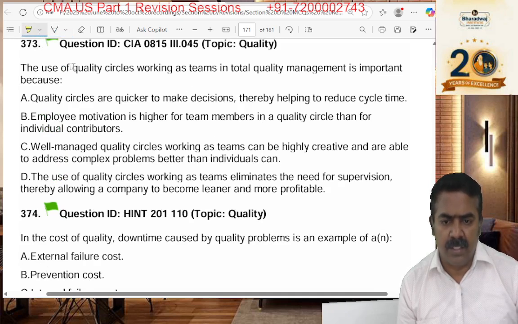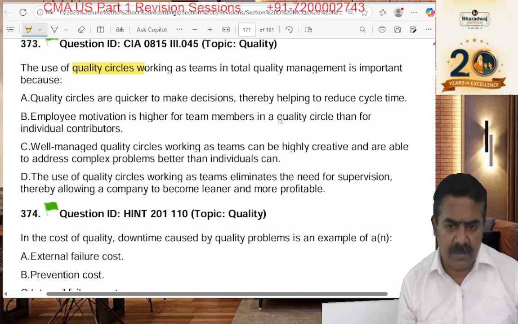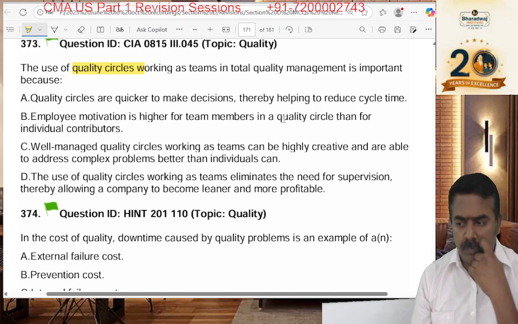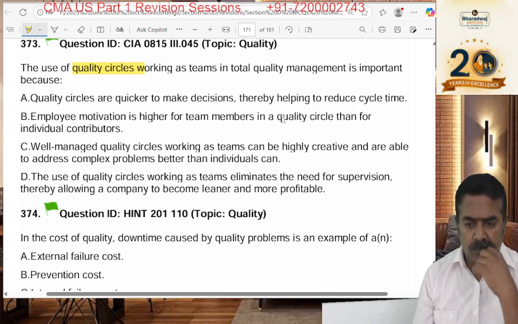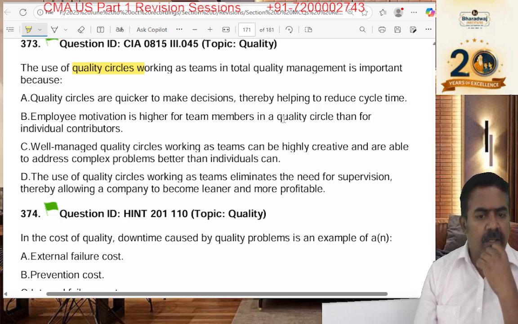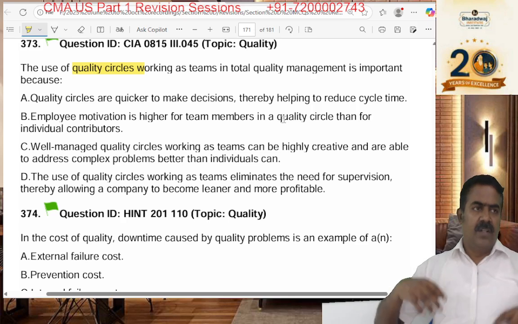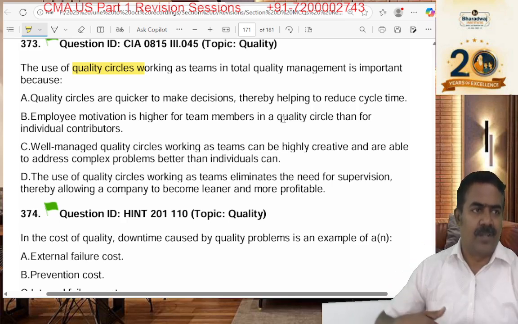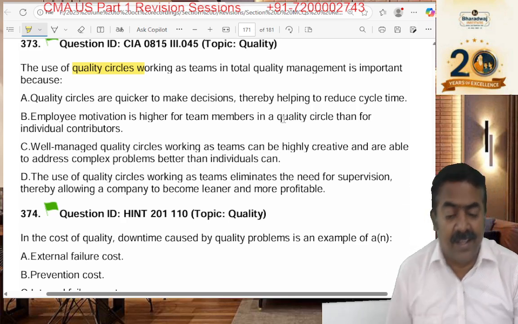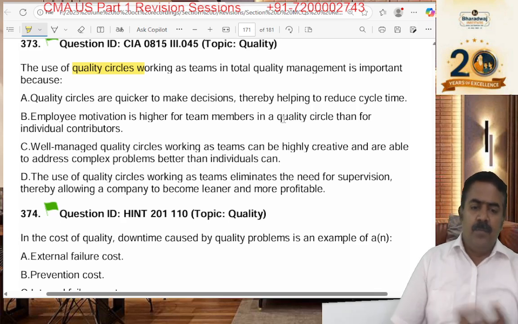Quality circles are nothing but a group of people for quality management. No, they cannot take quick decisions. They can just discuss and improve. If I have a doubt, I clarify with you, I work. They are not deciding anything, they are helping each other mutually.